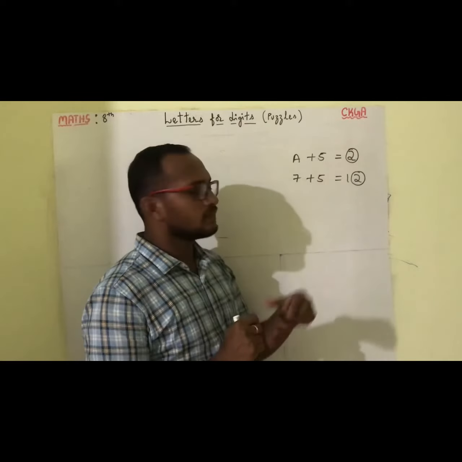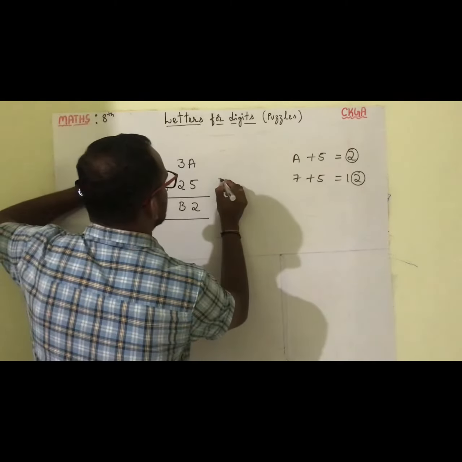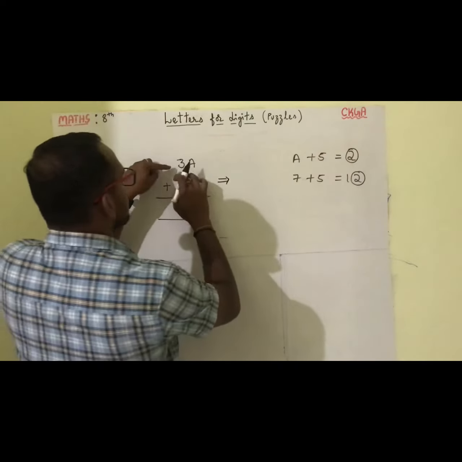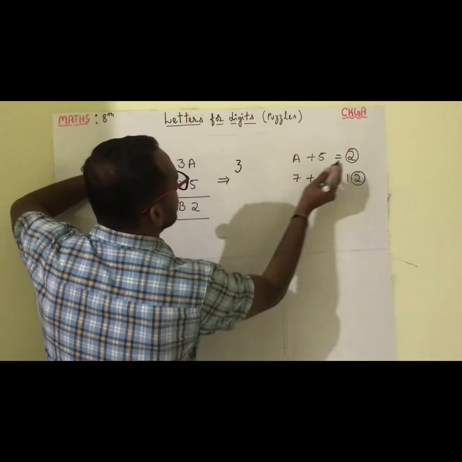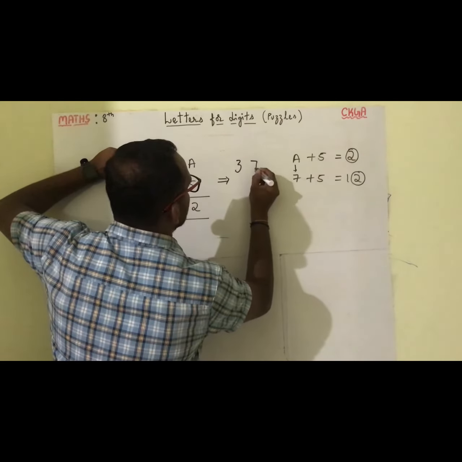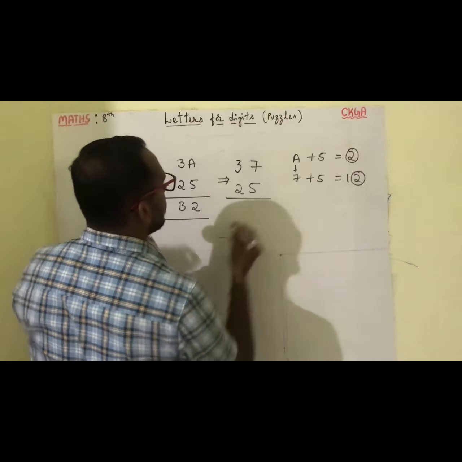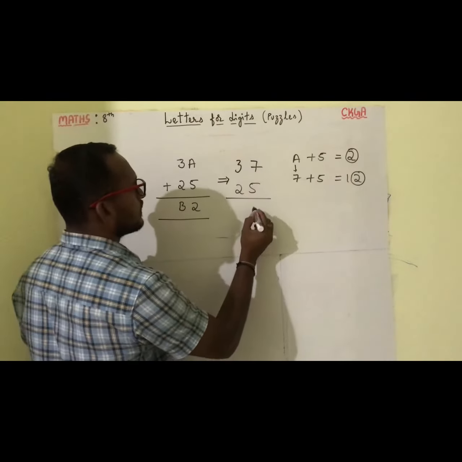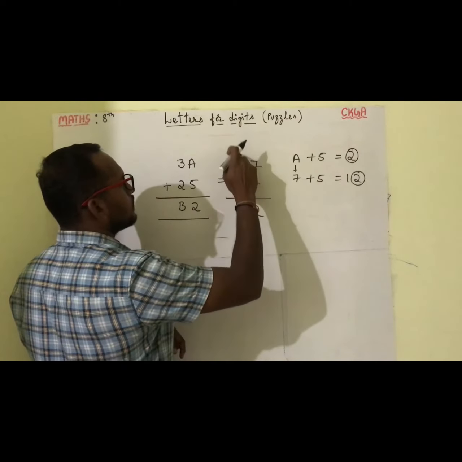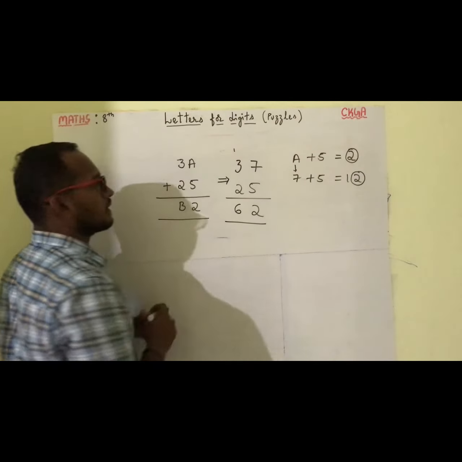So now 7 plus 5 equals 12. I got it. I'll substitute here. So I'll use this as a strategy to write. This is the reason I've taken A equals 7. So 3 A equals, what you have chosen here, A equals 7 you have taken. So 2, 5. Let me add it. 7 plus 5 is 12. You just take 1. 3 plus 1, 4. 4 plus 2, 6.